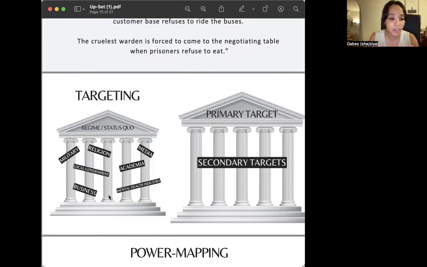But anyway, once you identify the primary target, you then identify the secondary targets. So who are the people and the entities who maintain the primary target's position of power? These are the same individuals and entities who can also take the primary target's power away as well.